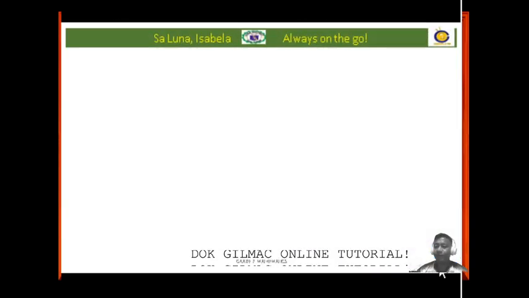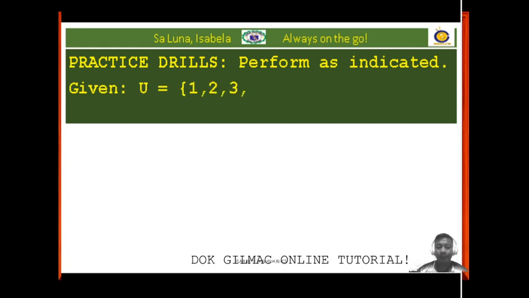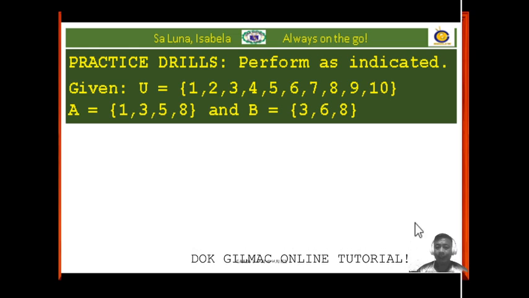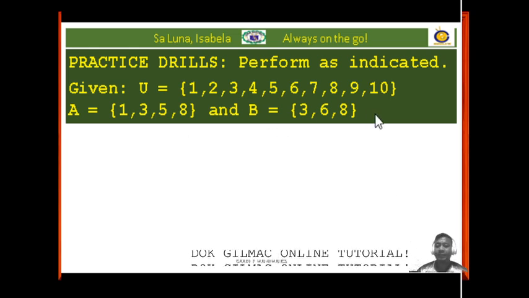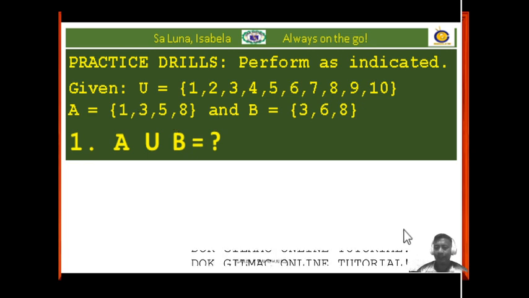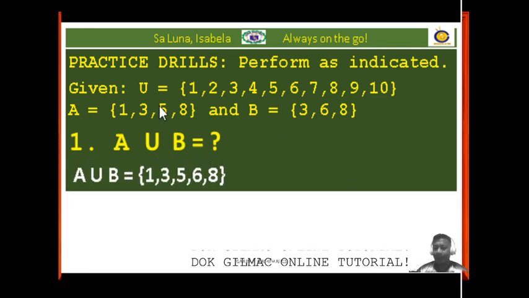Now let's have a practice drill. Perform as indicated. Given the universal set 1 to 10, set A is 1, 3, 5, 8, set B is 3, 6. So what are the elements of A union B? Yes, just combine all elements of A and B. So we have 1, 3, 5, 6, 8. 3 and 8 are common elements for A and B and should only be listed once.